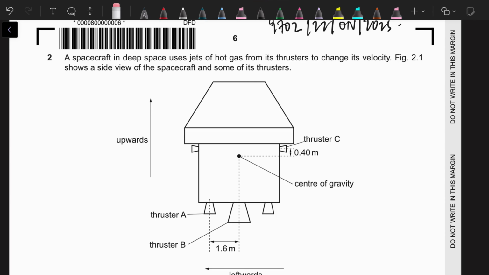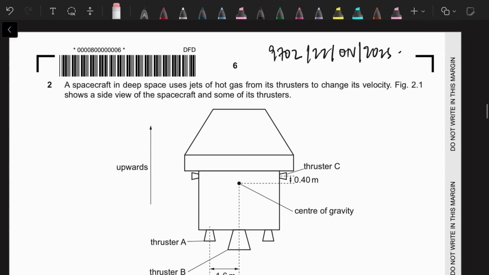So without further ado, let's get started. Today we are looking at 9702 paper 22, which is basically paper 2, October-November 2025. So this is actually a very recent paper, last year's paper, by the way. So we look at question 2 from this paper.